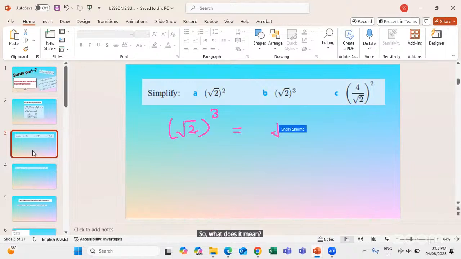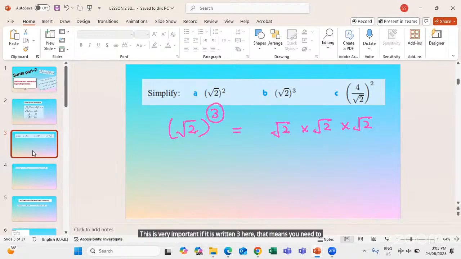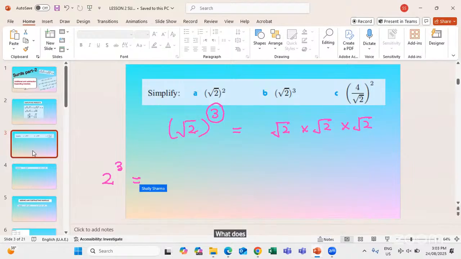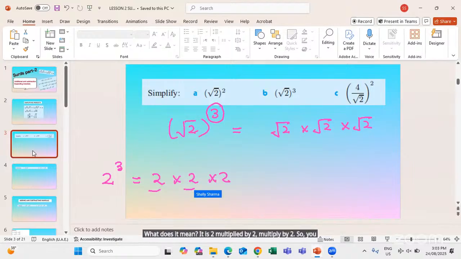It means square root of 2 multiplied by square root of 2 multiplied by square root of 2. This is very important. If 3 is written here, that means you need to multiply 3 times, because you are finding the cube. So for example, you have 2 cubed. What does it mean? It is 2 multiplied by 2 multiplied by 2. So you are multiplying 2 three times.